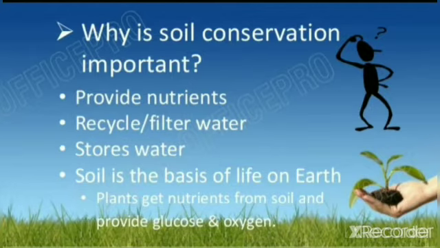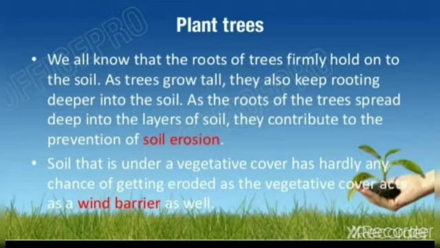Now we discuss the methods of soil conservation, and the first one is plant trees. We all know that the roots of trees firmly hold onto the soil. As trees grow tall, they also keep rooting deeper in the soil. As the roots of the trees spread deep into the layers of soil, they contribute to the prevention of soil erosion. Soil that is under a vegetative cover has hardly any chance of getting eroded, as the vegetative cover acts as a wind barrier as well.